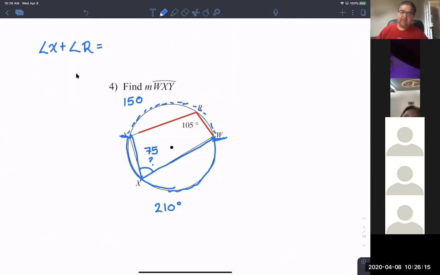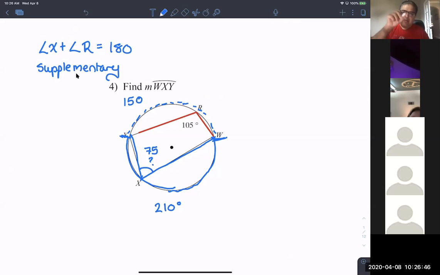If I add the measurement of angle X plus measurement of angle R, what do I get? 180. What do we call angles that add up to 180? Supplementary. And that's another one of the theorems. We actually went through this theorem before we adjourned for the COVID break, if you will.